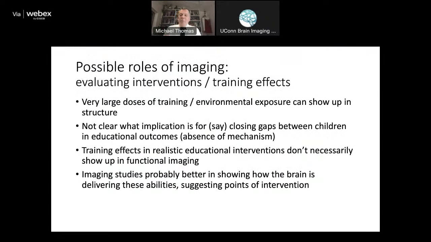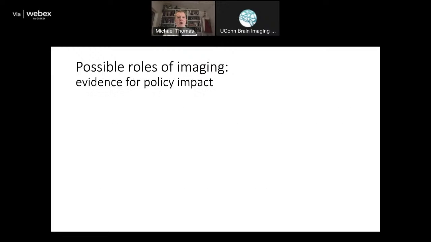So when we get to evaluating interventions and training, yes, very large doses of training and environmental exposure can show up in structure. It's not clear what that means for closing gaps in educational outcomes, for example, because we don't necessarily know the mechanisms. When we use functional imaging, often we're not really seeing the consequences of that showing up. It's not big enough effects. Okay, final possibility, which I'll just take 2 minutes on. Maybe you want to use brain imaging for policy impact.